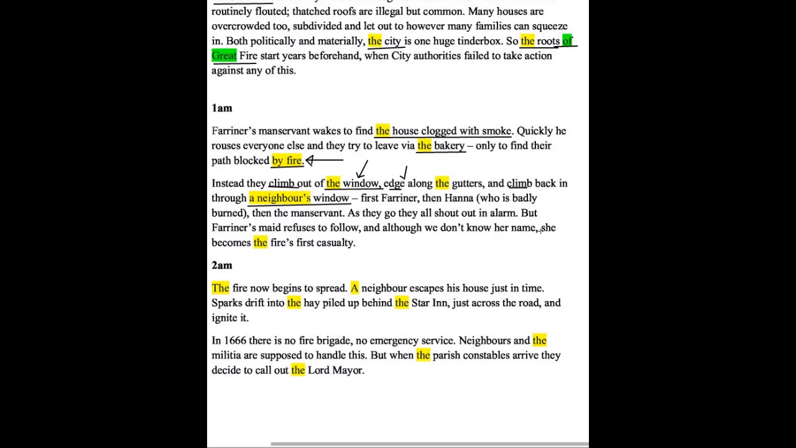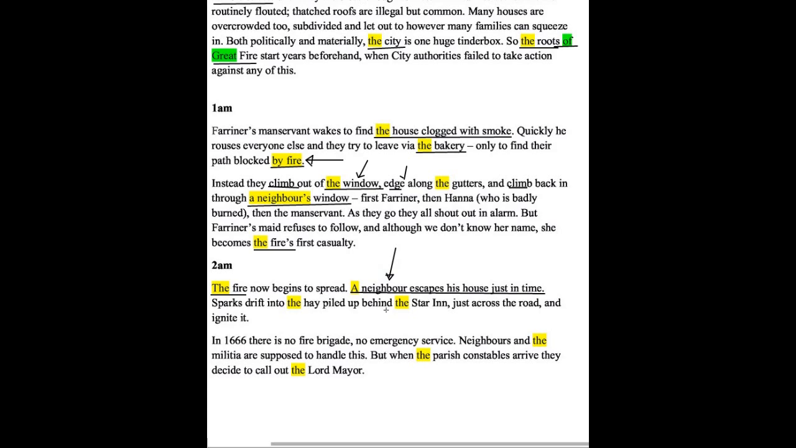Okay, coming down here, unfortunately his maid refuses to follow, and although we don't know her name, she becomes the fire's first casualty, the Great Fire of London. The fire now begins to spread. A neighbour escapes his house just in time. So this is the first time we've heard about this person, and he's introduced, so first time we've heard about him, we use a.